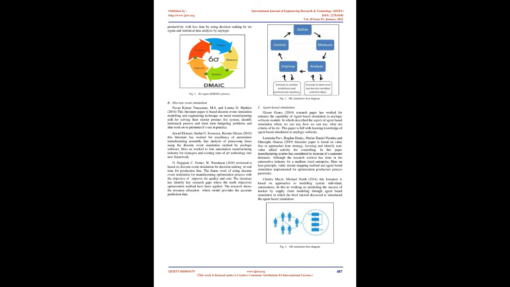B. Discrete event simulation. Pavan Kumar Narayanan, M.S., and Lorena D. Mathian, 2016. This literature paper is based on discrete event simulation modeling and engineering technique in a metal manufacturing mill for solving their shorter product life system, identifying bottleneck processes and short-term budgeting problems, and also works to promote its use in practice.